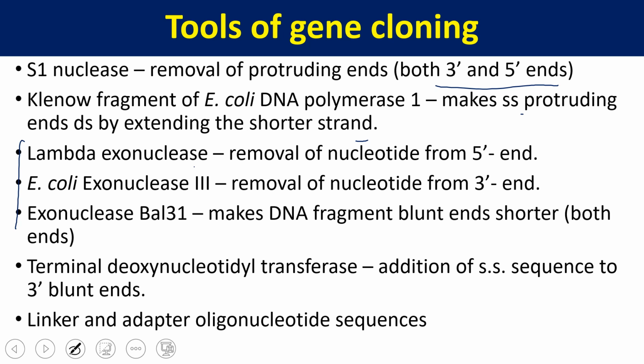Exonuclease normally removes nucleotides from one of the ends, either the 5 prime end or the 3 prime end. Lambda exonuclease removes nucleotides from the 5 prime end. E. coli exonuclease 3 removes from the 3 prime end. Exonuclease BAL31 makes a DNA fragment blunt ended from both ends. TdT, terminal deoxynucleotidyl transferase, adds a single stranded sequence to the 3 prime end. And lastly, we are going to use a small DNA fragment called a linker and adapter.